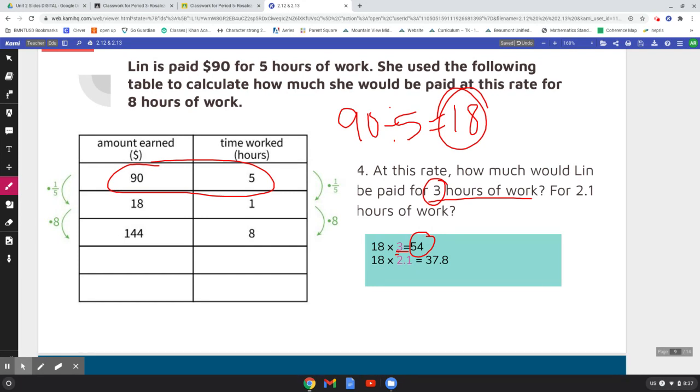And then it says for 2.1 hours, how much would she make? So I already figured out this 18 is 1 hour. So now if they want to know 2.1 hours, you just multiply 18 by the 2.1 and you would get 37.8.